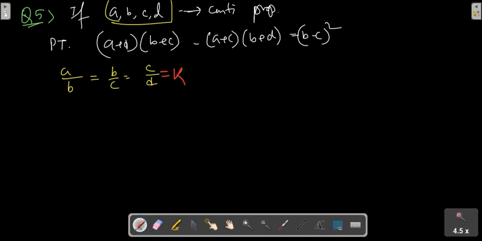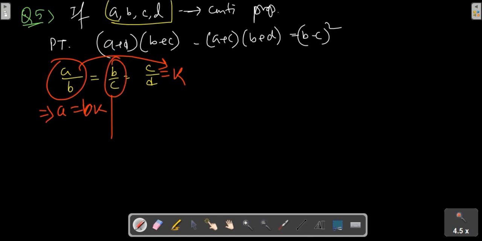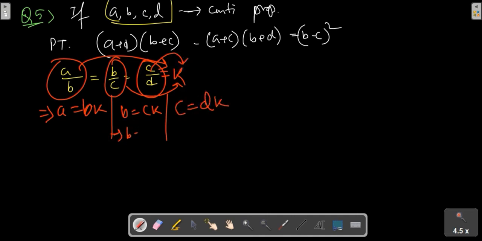So let's take it as K. Now we have done so many sums, so we'll do it directly. A by B equals K, that would give us A equals BK, right? And from the second equation, B by C equals K, it would give us B equals CK, right? And from the third part, C by D equals K, that means C equals DK. Then we'll move back and put the value of C here, so B equals CK means DK into K, which is DK square. And if I put this value of B in the first equation, we'll get DK cube. I hope all of you have understood.